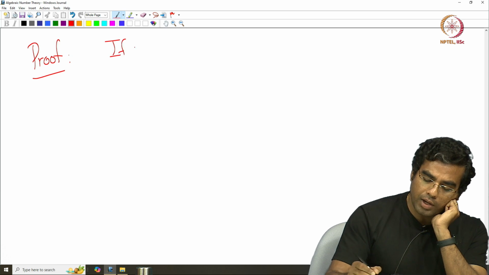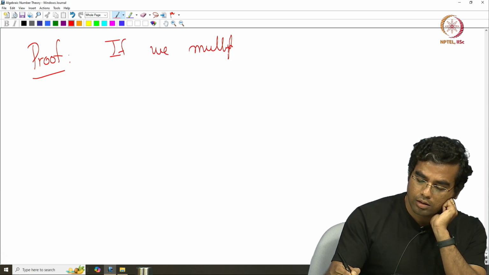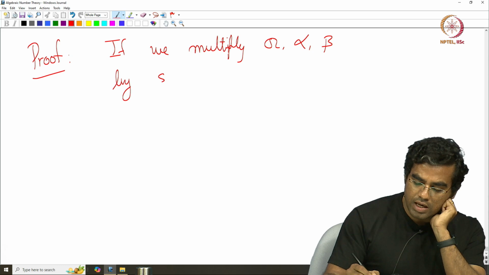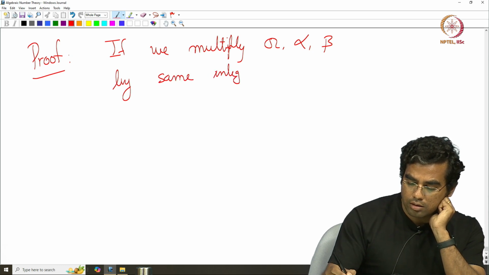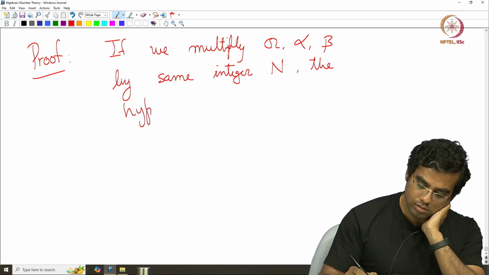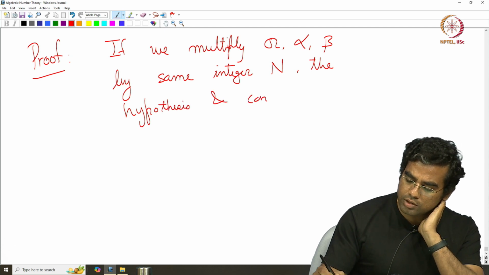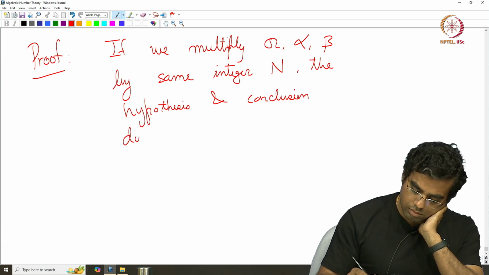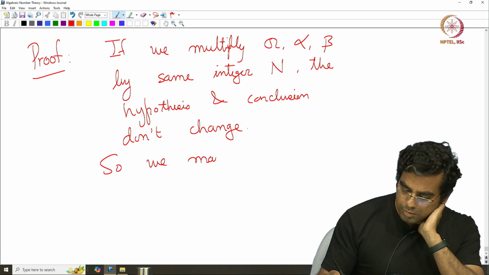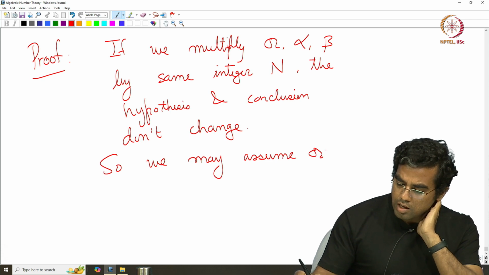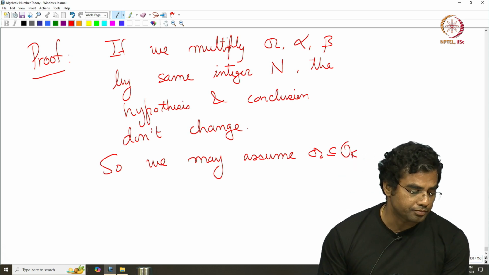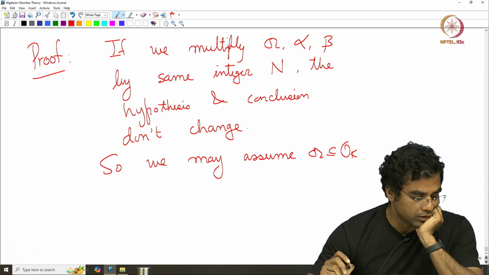And so, let us make some simplification for the proof. Okay. So, if we multiply A, alpha, beta by the same integer n, the hypothesis and conclusion do not change. Right. So, we may assume A is actually contained in OK. We may assume that A is an integral ideal rather than a fractional ideal, and that is what we are going to do. Okay. All right.